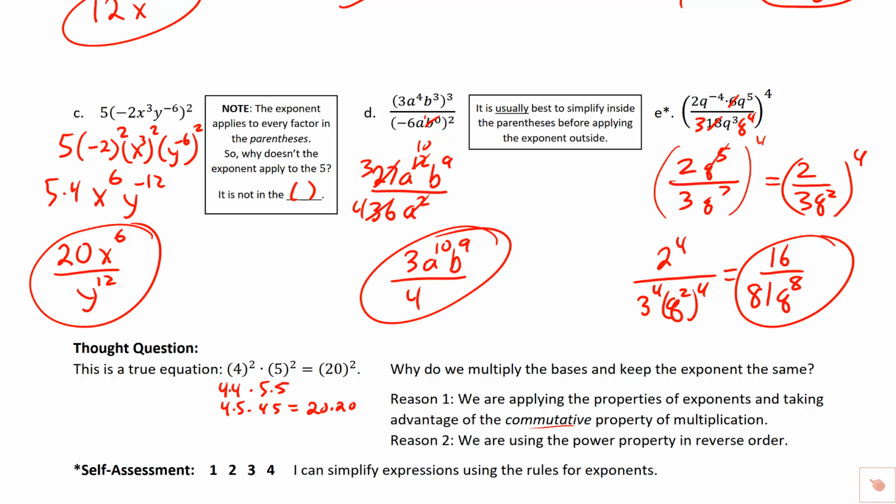And then the other reason, and I'm going to change colors for this, the other reason is that we're kind of using the power property in reverse order. So let me show you what I mean by that. This exponent of 2 has kind of been applied to both of these. Well, one thing that we could think of is we could say, well, look, what if we just do 4 times 5 and then we apply the 2 on the outside? So if we applied this, this would be the same thing as having 4 squared times 5 squared. So then what we end up with is if we put those together, do that multiplication, we end up with 20 squared. So it does work both ways.